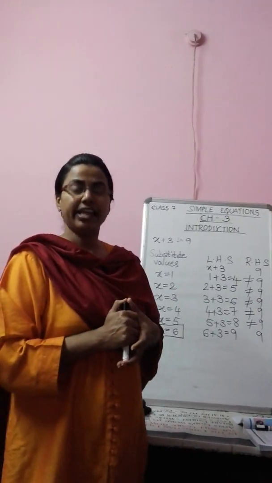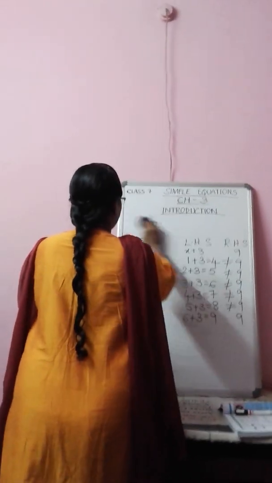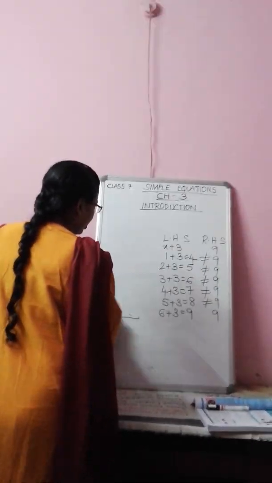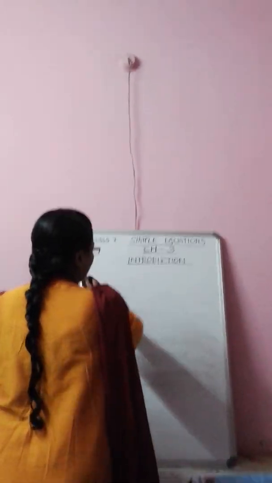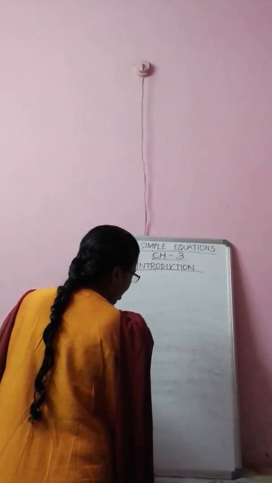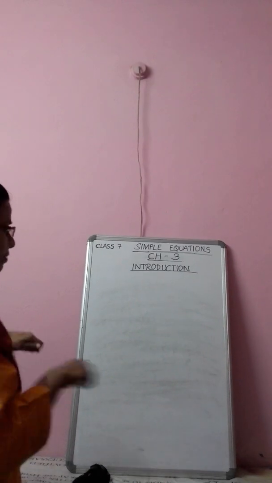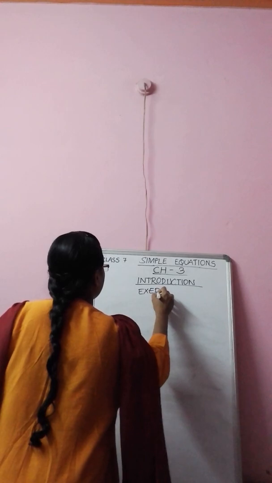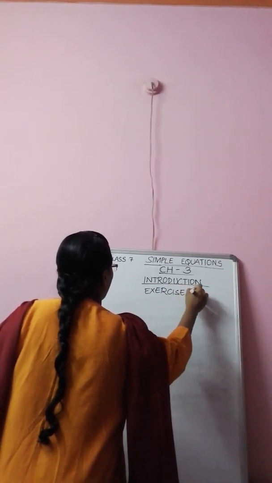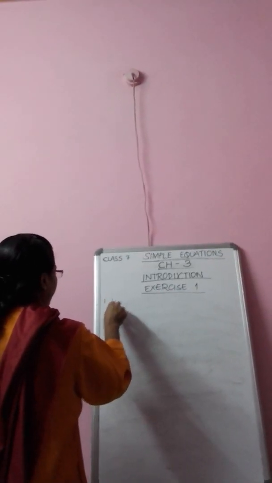Now let us begin the exercise. In your textbooks, exercise 1, whatever we have discussed till now, that only we have in the exercise. This was all the introduction part. Now we are going to write in the class workbooks. Okay. This is exercise 1. In that the first question is, write L.H.S of the following.